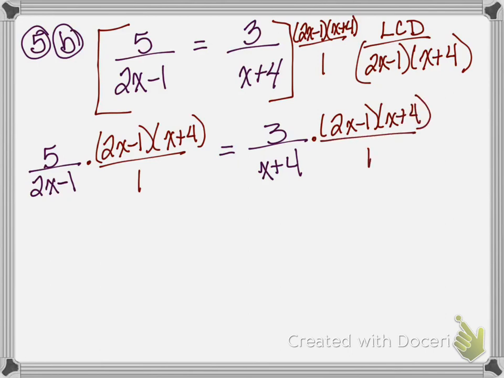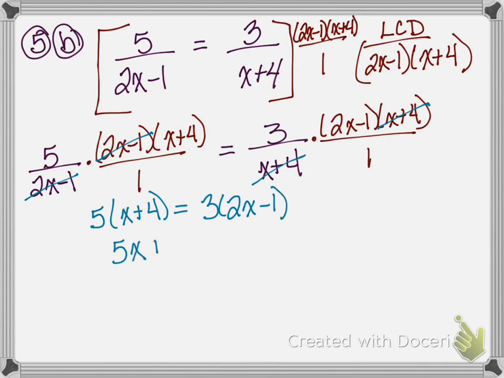Now I simplify. So I have 2x minus 1 in the bottom and 2x minus 1 in the top. So I'm left with 5 times x plus 4. Then I have x plus 4 and x plus 4, and I'm left with 3 times 2x minus 1. I simplify by distributing. So I have 5x plus 20, then I have 6x minus 3. Okay. Now I'm going to go ahead and move that variable to the left.